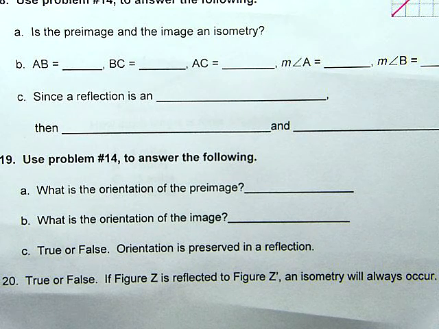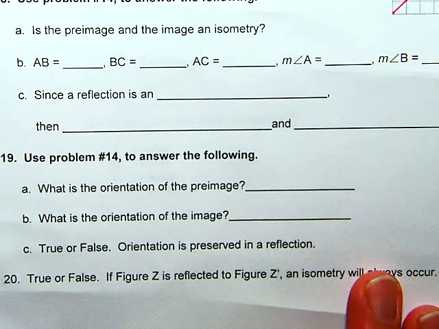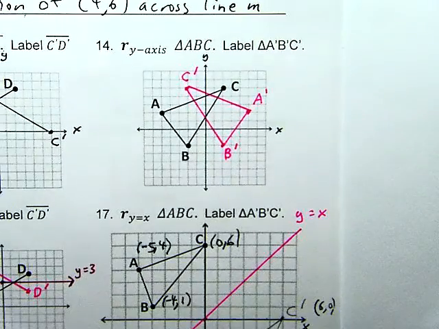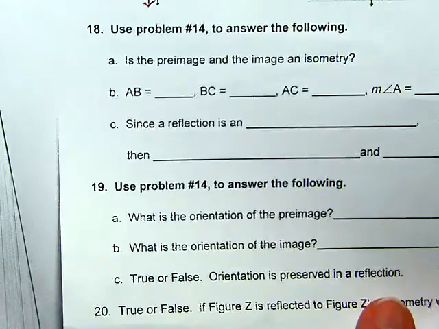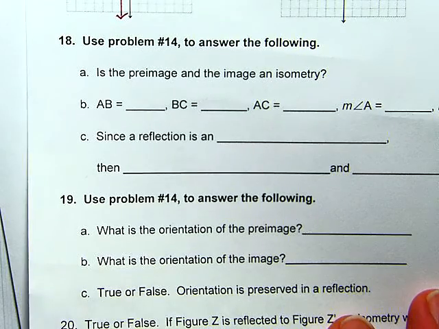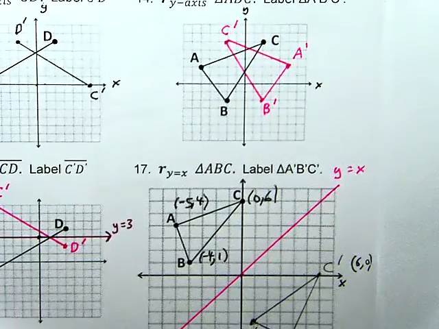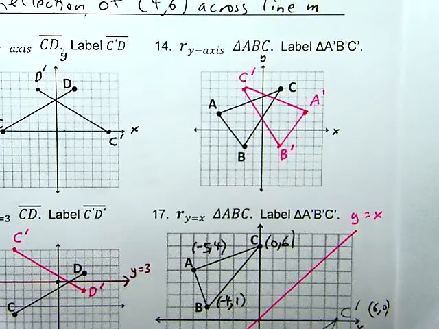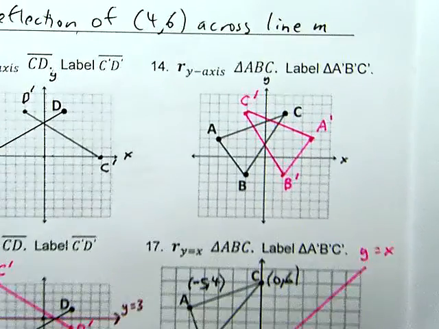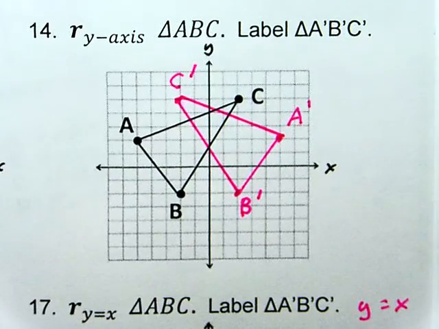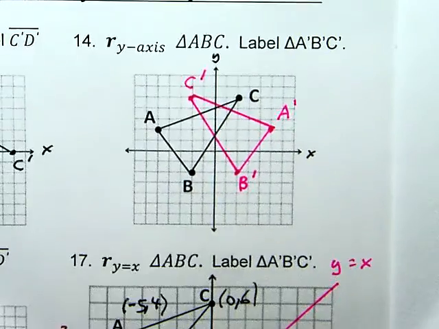So we are just going to finish up worksheet notes 2.1. Again, we're on the same page where we did problem number 14, and we're asked to refer back to it for number 18. It says, use problem number 14, answer the following. So remember, that was the triangle that was reflected over the y-axis. This is our question number 14. So let's go and answer these questions.